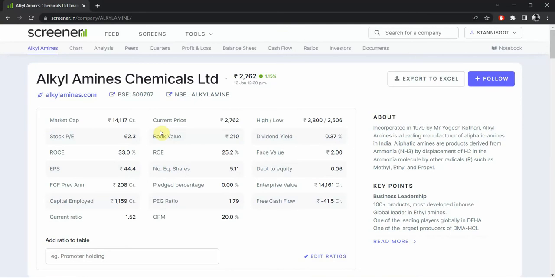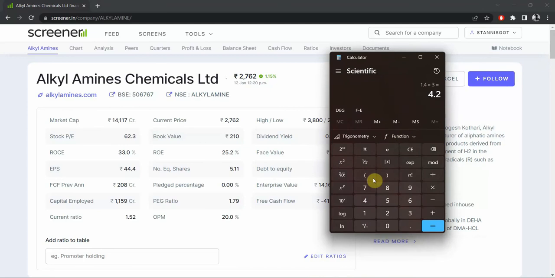Now let us look at one example here. If you take Alkylamines, it currently trades at 2762, right? The stock PE is 62.3 and the EPS is 44.4. So how is the current price determined? PE multiplied by the EPS. If you do the math, that is 62 multiplied by 44.4, and you'll come up to this. I didn't take the fraction here, the 62.3 decimal point, so that is why there is a little difference, right? This is how you arrive at the particular price.